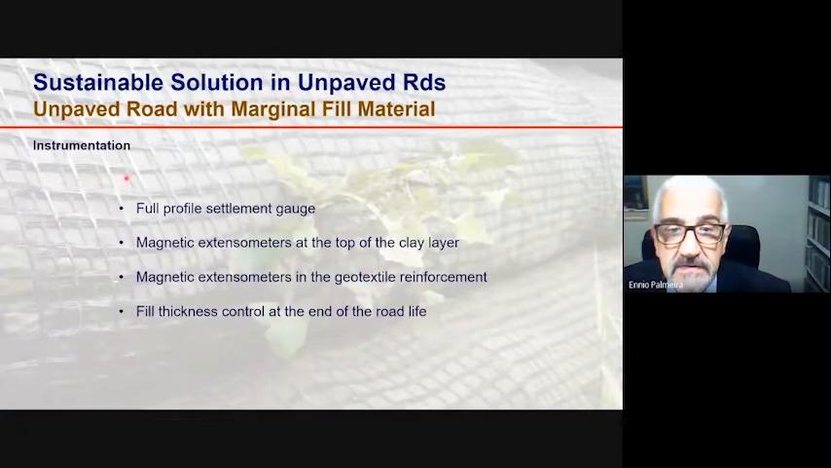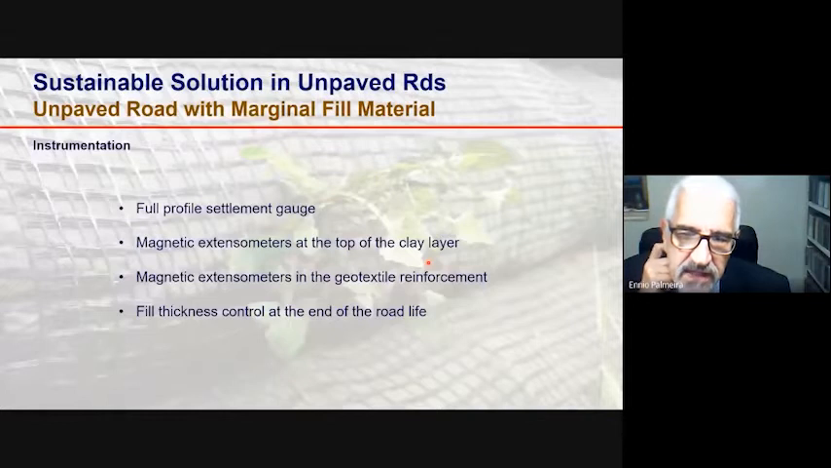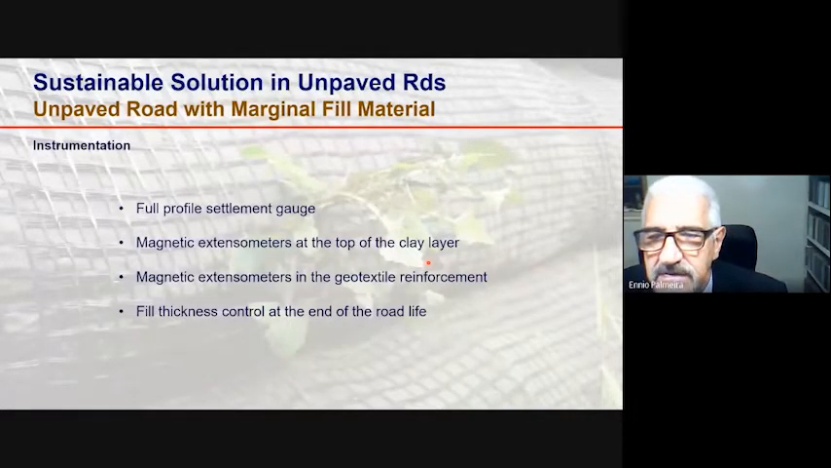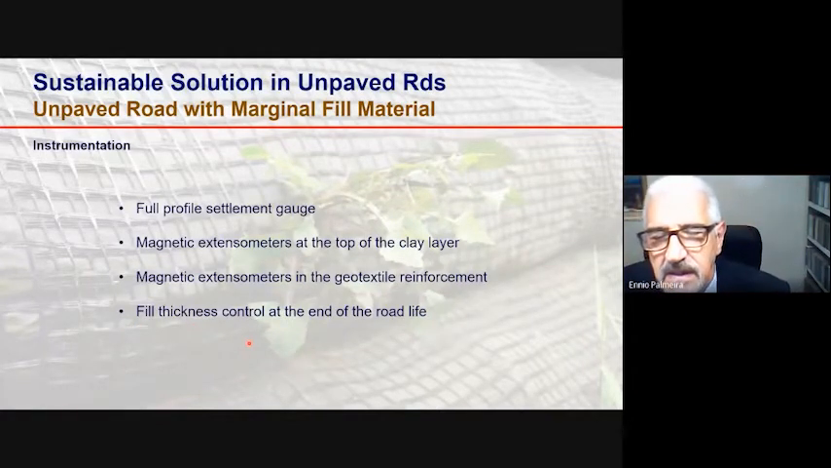So the instrumentation of the experiment consisted of full profile settlement gauges to measure the settlements at the base of the road, magnetic extensometers at the top of the clay layer to provide strains at the surface of the clay layer, magnetic extensometers in the geotextile reinforcement to assess strains in the reinforcement, and at the end of the experiment, the fill thickness was determined to check if the presence of the reinforcement decreased the required thickness of the road.